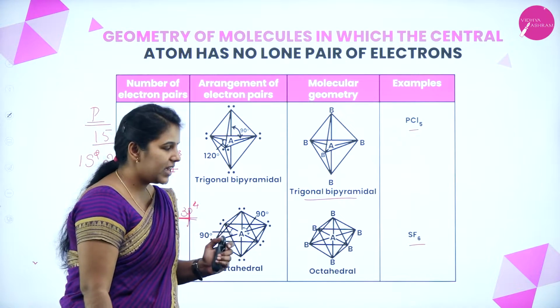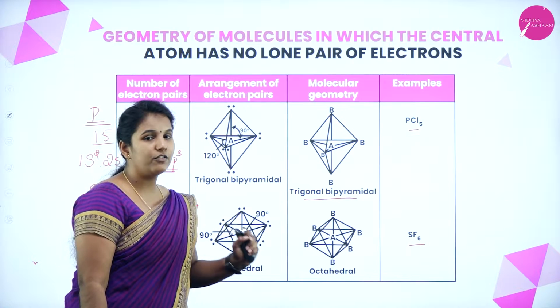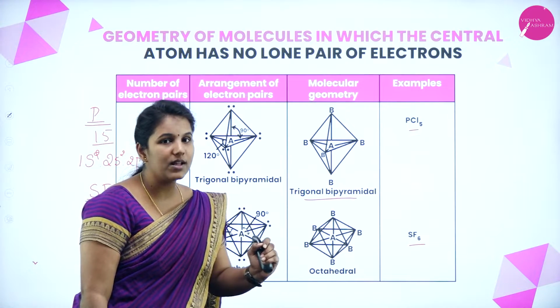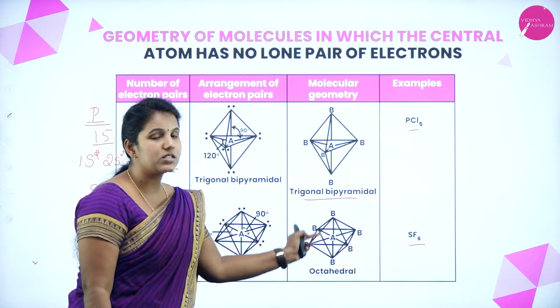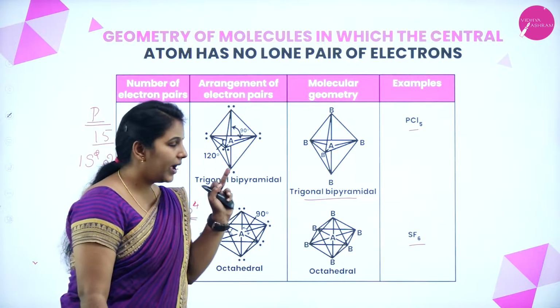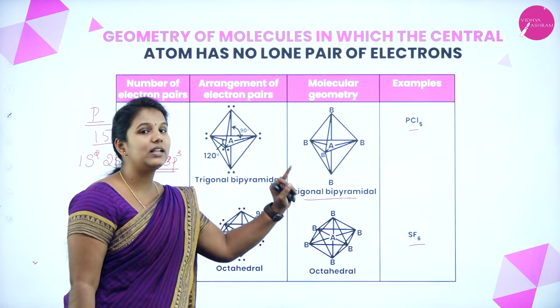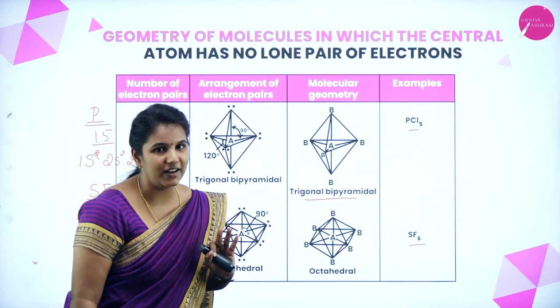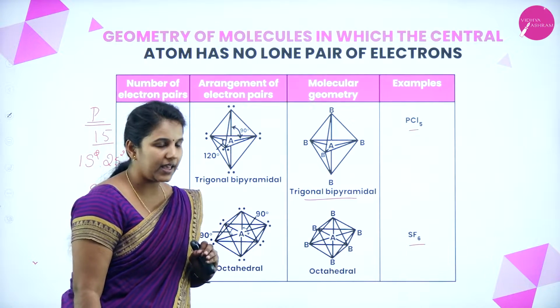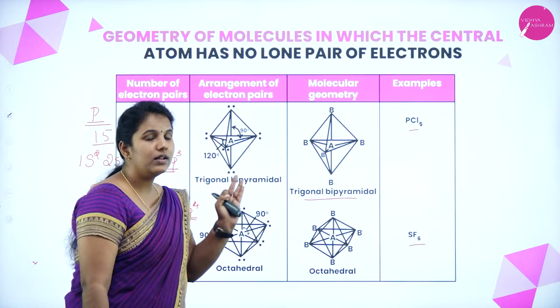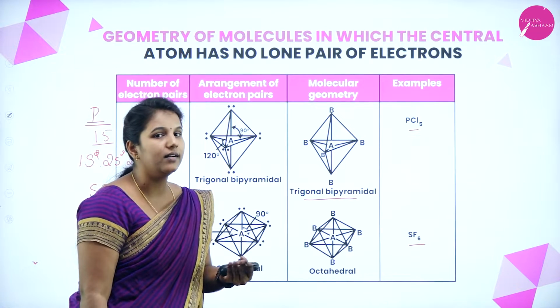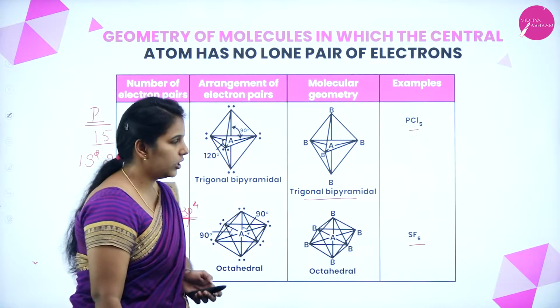Is it right? Yes. We have also observed this in the case of hybridization, where this kind of hybridization involves the d orbital, and this is sp3d2 hybridization. Is it right, children? Yes. So these are the two things which we have already learned in the hybridization concept.